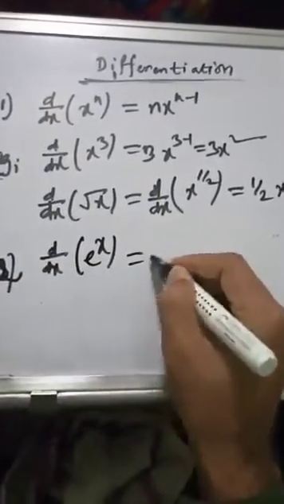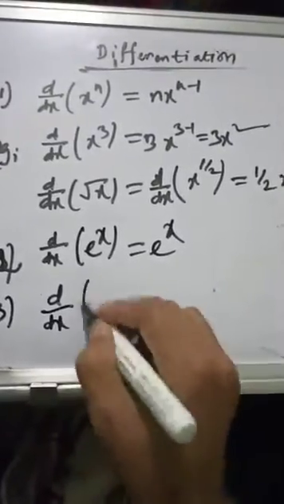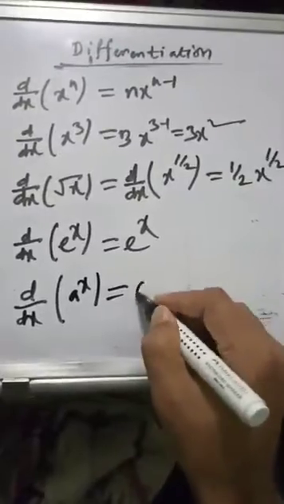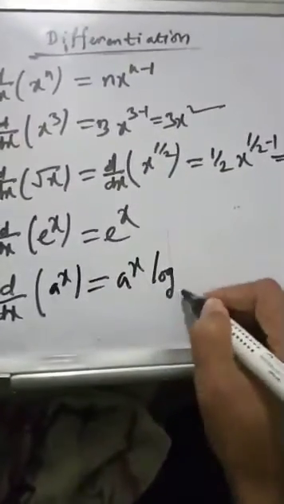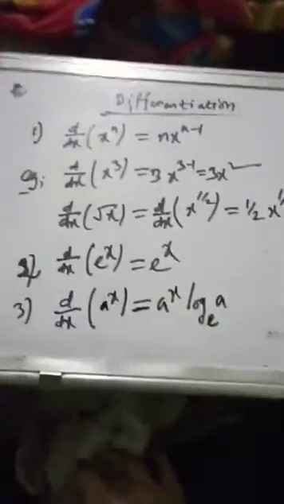Now differentiation of e to the power x. This is e to the power x. Differentiation of a to the power x is a to the power x log a. This is e base, right? This is formula number 3.